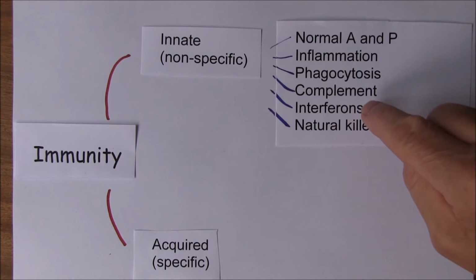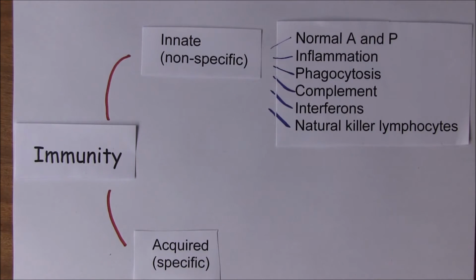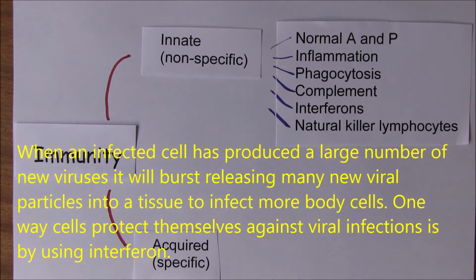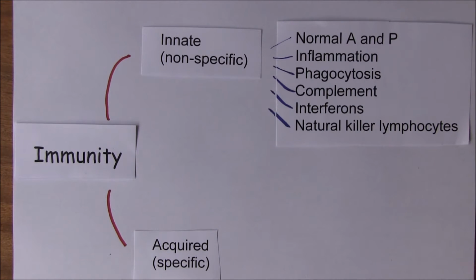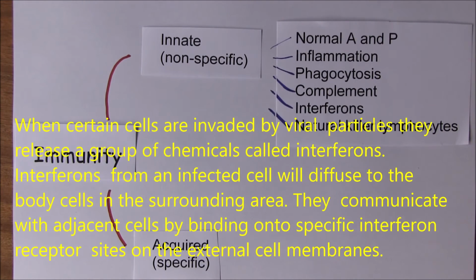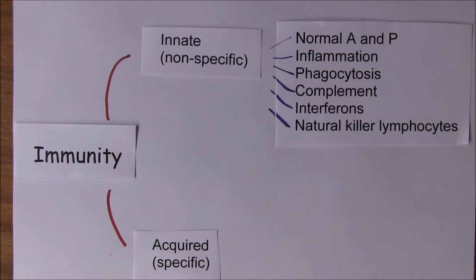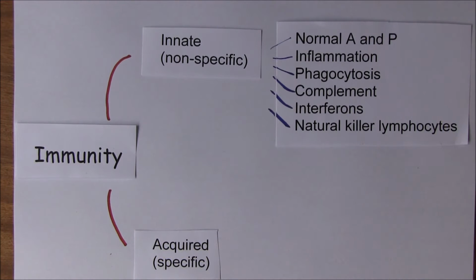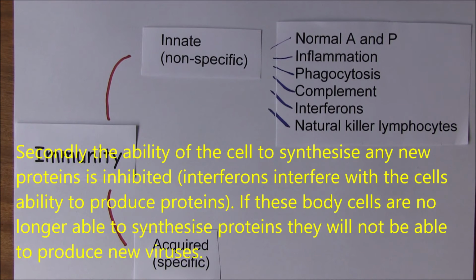And certain cells, when they're infected with viruses, will release interferons. And once they're produced, these interferons will diffuse from the cell to the surrounding areas where they communicate with adjacent cells. And they will do that by actually fitting onto interferon receptors on adjacent cells. And this will stimulate a physiological response in the cells that have been stimulated by the interferon. And these stimulated cells can do things like producing antiviral enzymes. And as well as that, the cells that are stimulated by the interferon will be less able to synthesize any new proteins of their own. It will inhibit protein synthesis.